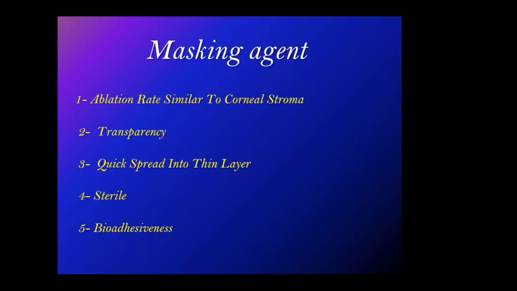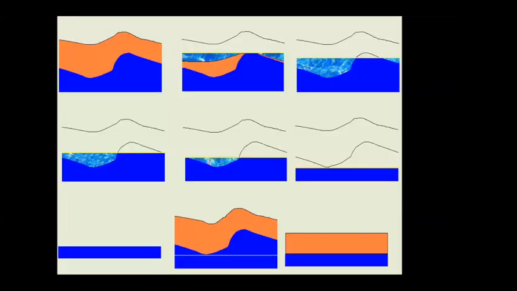Now somebody may ask me, what is the masking agent? The masking agent has to have an ablation rate similar to the stroma. It has to be transparent, quick spread and layers, sterile and bioadhesive. Now, this is the technique. Look here. Is that clear? This is the stroma and this is the epithelium. If you apply the laser up here, the laser will take it out.